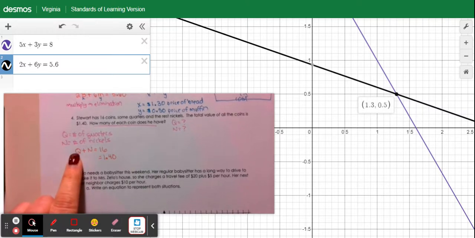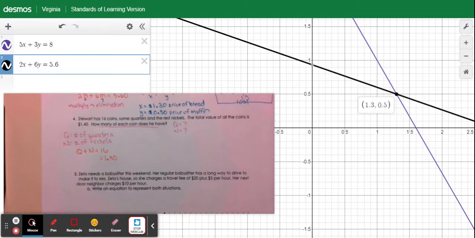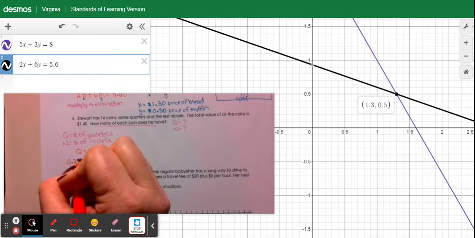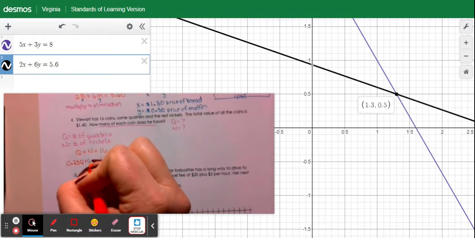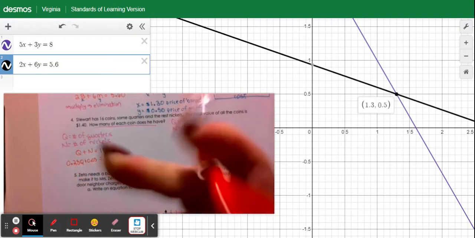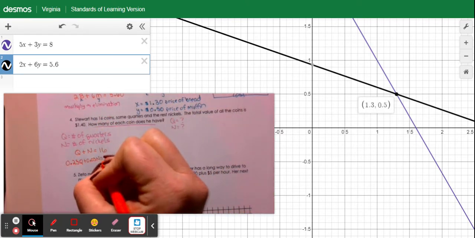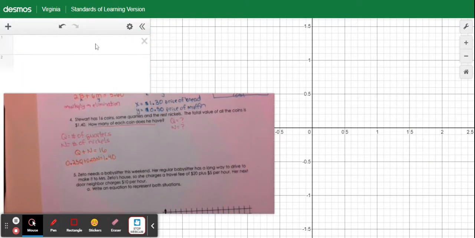So if I take how many coins he has and multiply it by the value of a quarter, let's say he has 2 quarters, it would be 2 times 0.25. So whatever number of quarters he has, he's going to multiply it by 0.25, the value of a quarter. And however many nickels he has, he will multiply it by 5 cents, or the value of a nickel. So now I've got my 2 equations. I'm going to just get rid of these.